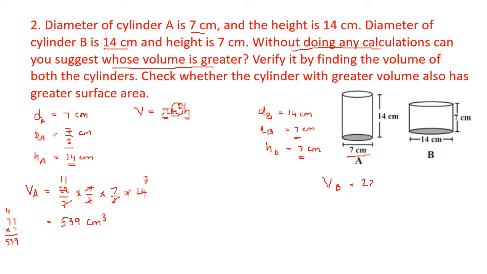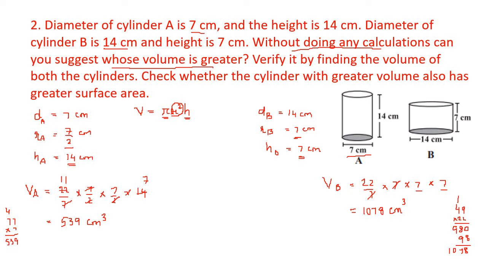Now the volume of B will be 22 by 7 into radius B, that is 7 into 7 into height, which is 7. So 7 and 7 get cut. So left with 7 sevens are 49 into 22. 49 into 22. So 2 9s are 18, 8 carry 1. 2 4s are 8 and 1, 9. So we have got 8, 9 and 8, 17, 1078. So you can see volume B has got a greater volume.